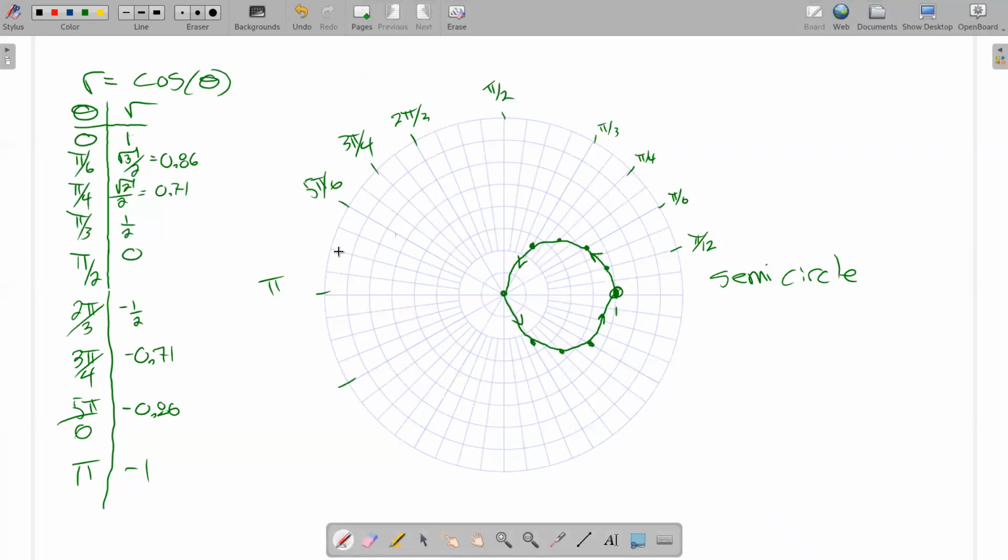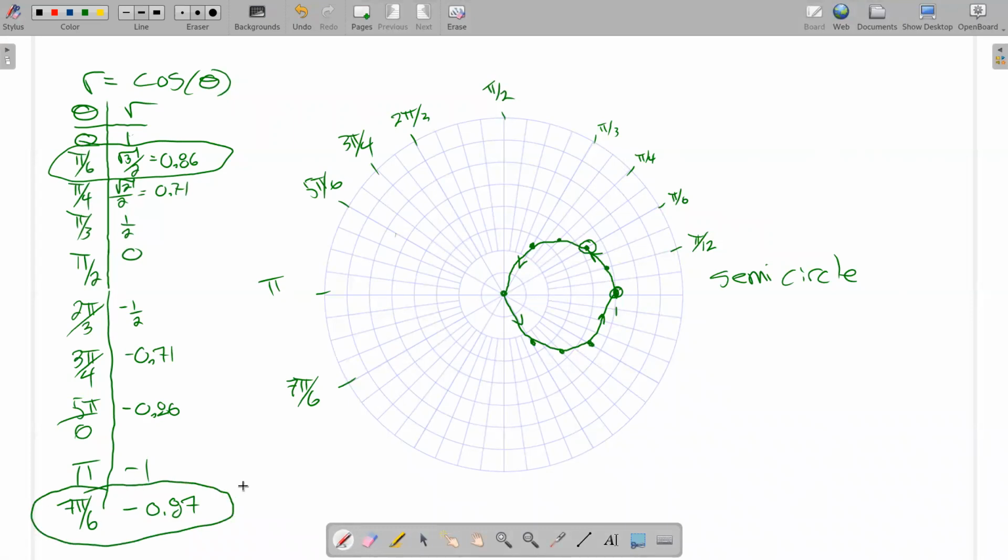Let's see, this is 5 pi over 6. This is 6 pi over 6. This would be 7 pi over 6. Reference angle there is pi over 6. Cosine of 7 pi over 6 is going to be negative square root of 3 over 2, so about -0.866. So positive radius would head out this way. Negative radius heads back. So this point right here is plotted both for pi over 6 and for 7 pi over 6. Those two are the same point.